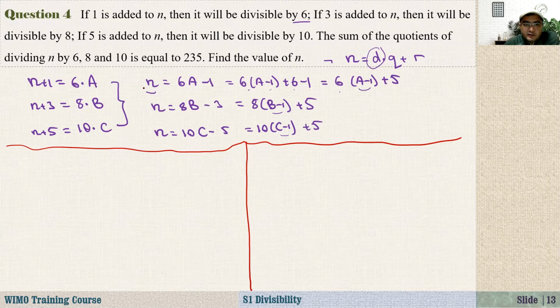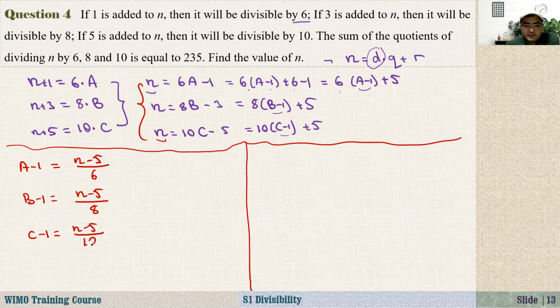From these expressions, we can take 5 to the left-hand side. At that time, a minus 1 will be equal to n minus 5 over 6, the first one. And b minus 1 is equal to n minus 5 over 8. The third one, take 5 to the left-hand side and divide by 10. C minus 1 is equal to n minus 5 over 10.